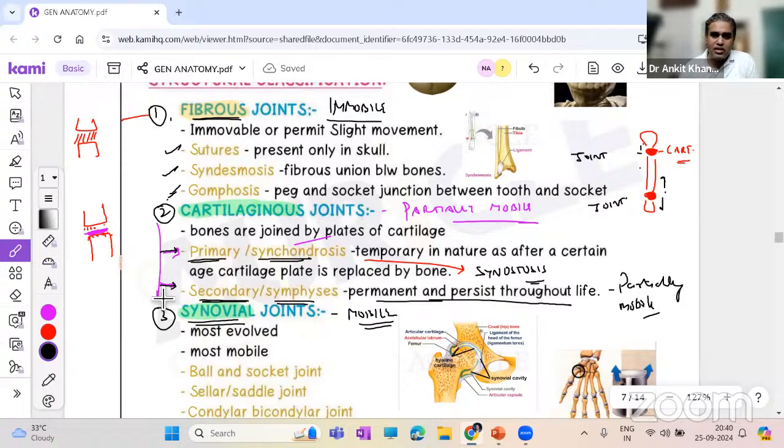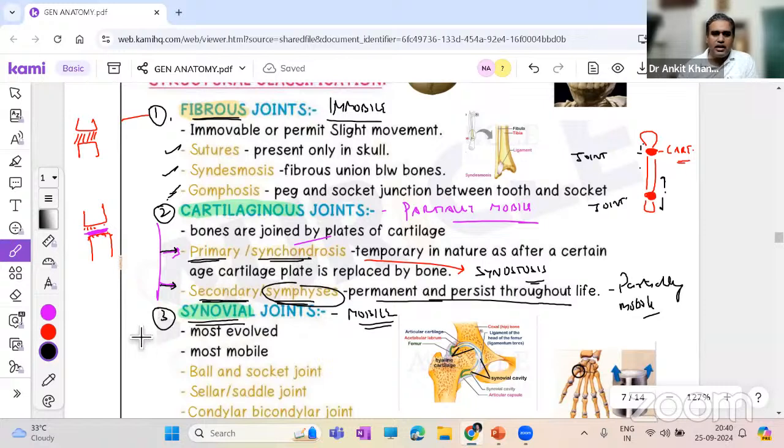Secondary cartilaginous joints are known as symphysis, like the pubic symphysis. Then there are the joints between vertebral bodies, and within the sternum itself. We have the joint between the manubrium and the body of the sternum, or between the body and the xiphoid part of the sternum. We have secondary cartilaginous joints there.